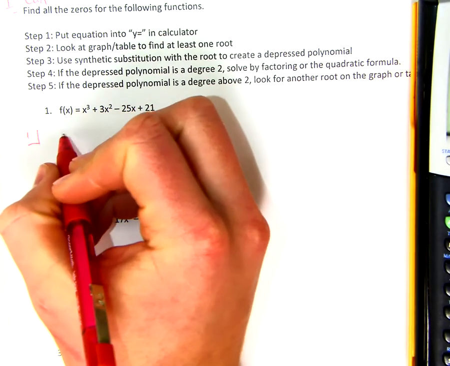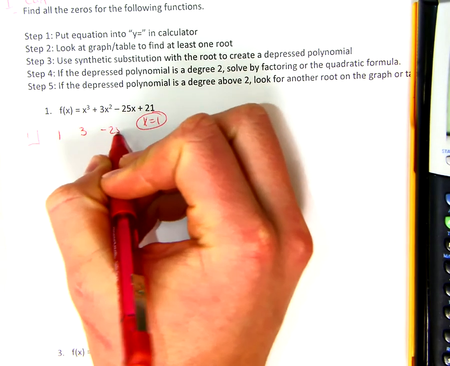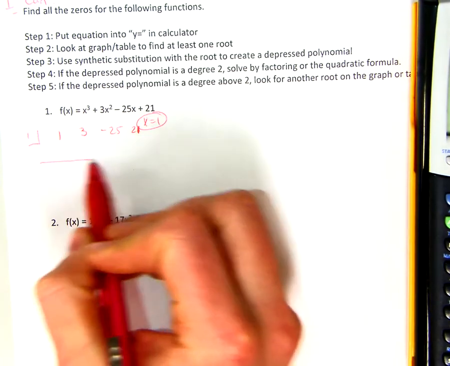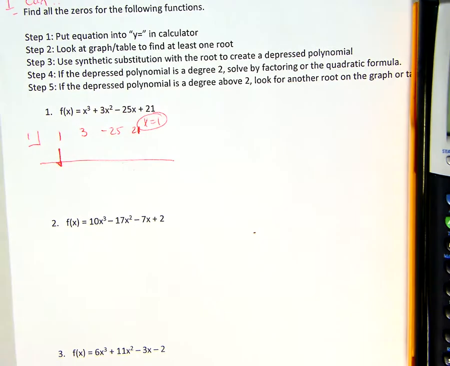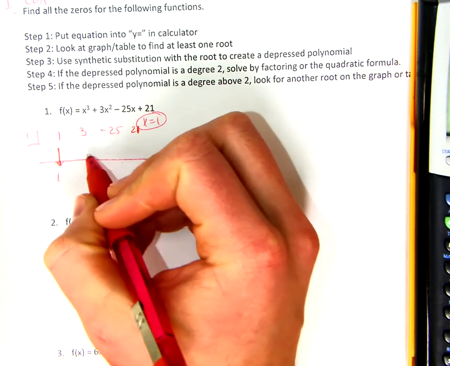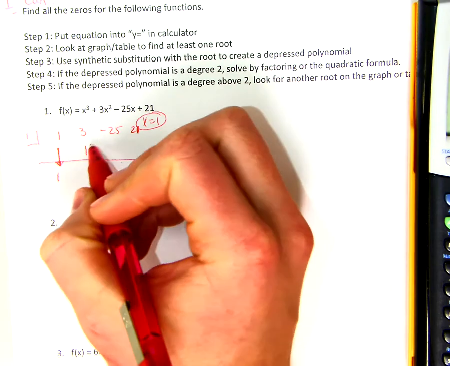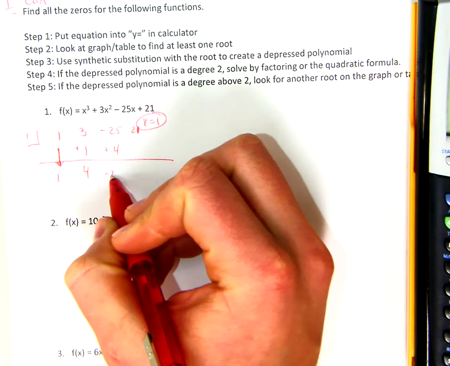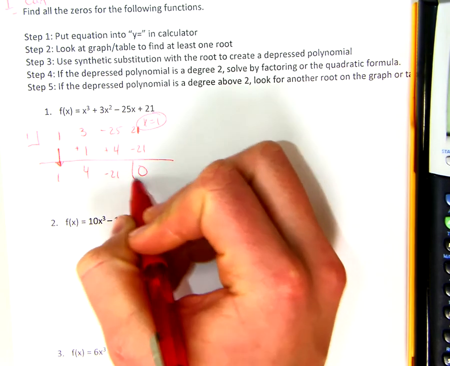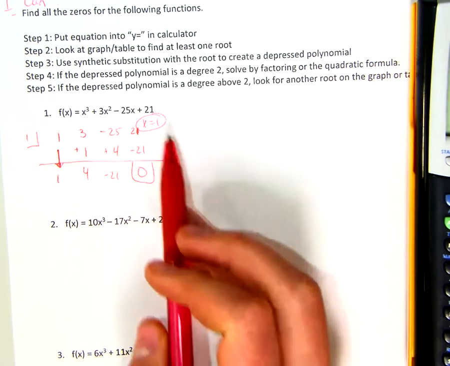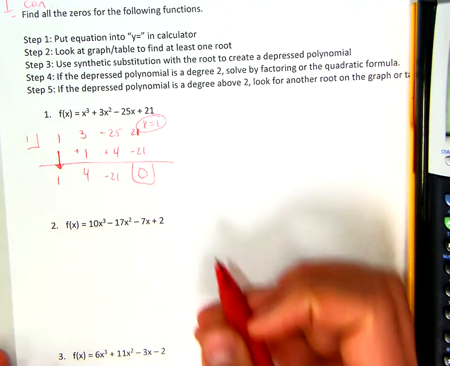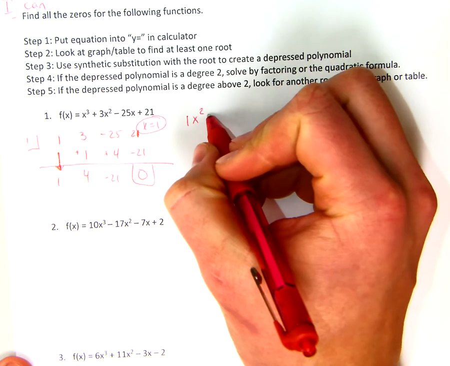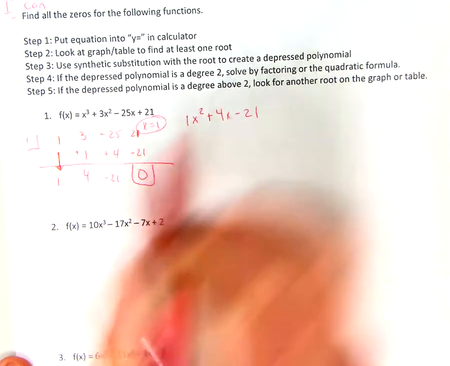I have the 1 there. I have 1, 3, negative 25, and 21. This is a part of our problem. Drop down the 1. So I have 1 here. 1 times 1 is 1. 3 plus 1 is 4. 4 times 1 is 4. Negative 25 plus 4 is negative 21. Times 1 is negative 21. Again, we knew that this was a 0, so this should work out to be a 0. And you now have the depressed polynomial of 1x squared plus 4x minus 21.